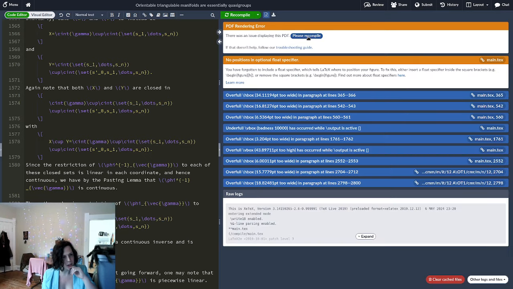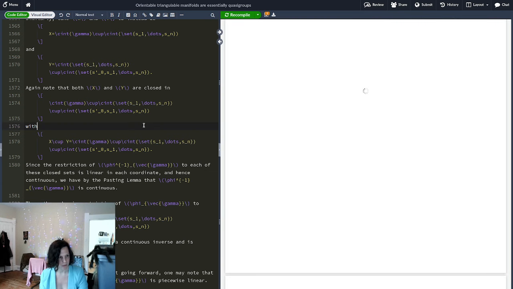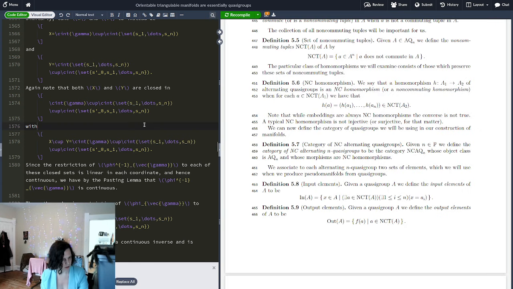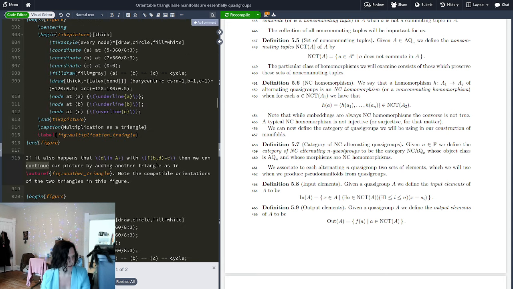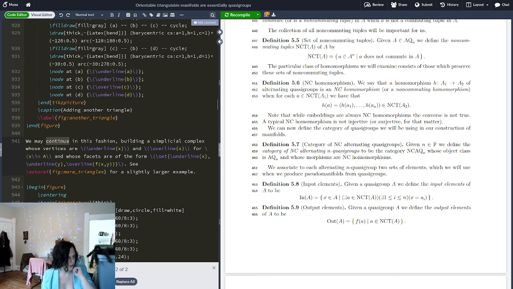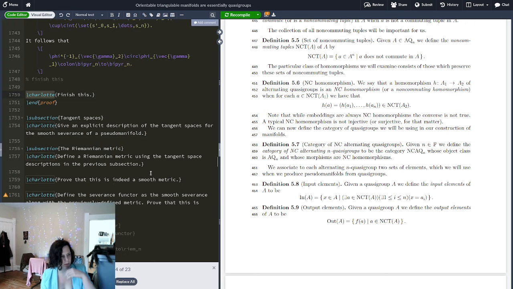Oh, PDF rendering error. That's nice. Let's recompile. Overleaf is angry at me. Well, that's having its time. The other thing I can do is I can also search for, I often will say continue, if I can spell continue correctly. Let's see. Continue. Nope, still can't spell continue correctly, apparently. There we go. Continue. Okay, continue our picture. Now, sometimes I write continue here, but I can also search for the command that I issue to myself.